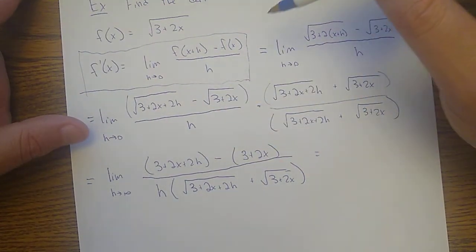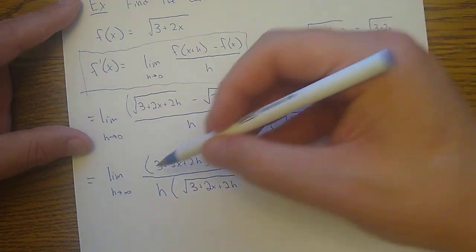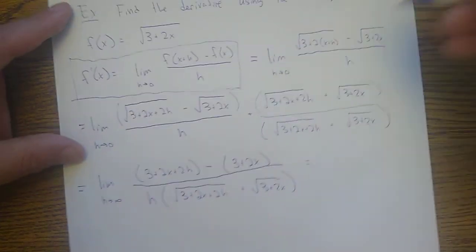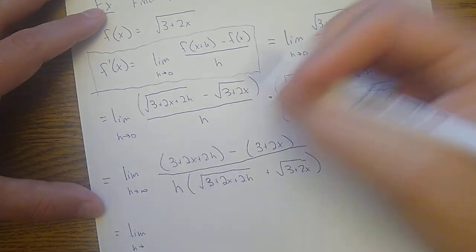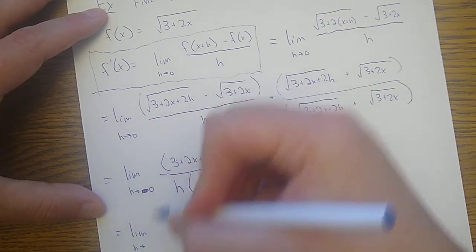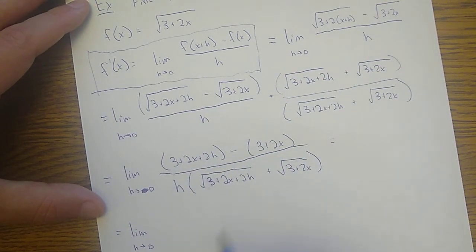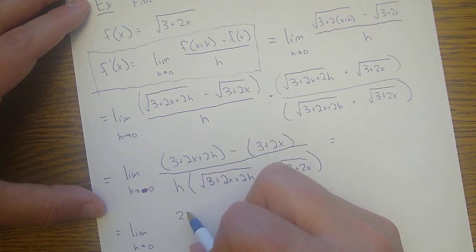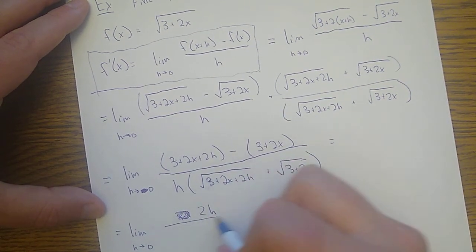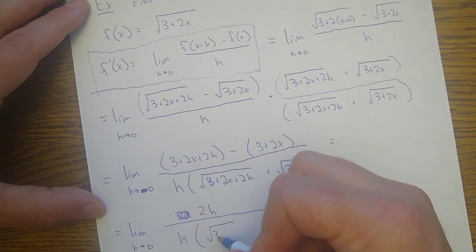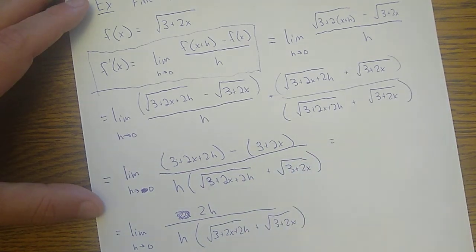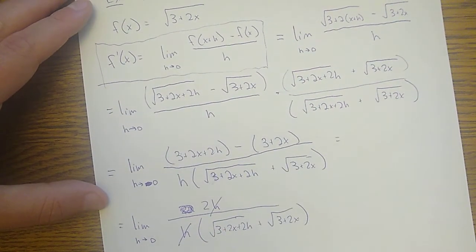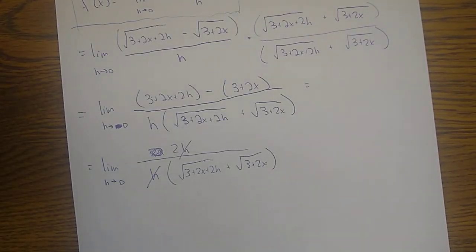Now, everything on the top that does not have an h on it should go away. I see a 3 minus 3, I see 2x minus 2x. Oops, I kind of wrote h goes to infinity up there. H is going to 0. So all that's left on the top is a 2h. Cancel the h. And now that I've canceled the h out of the denominator, I should just be able to plug in h equals 0. And I can.